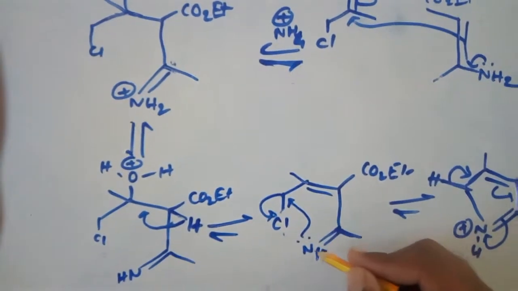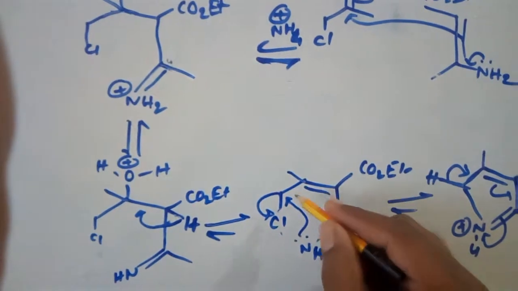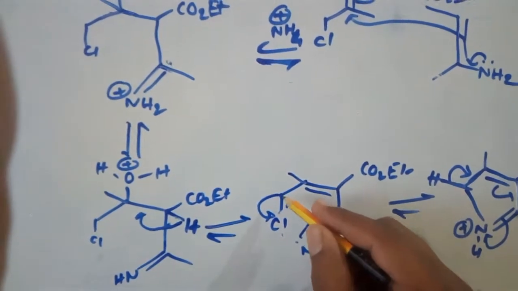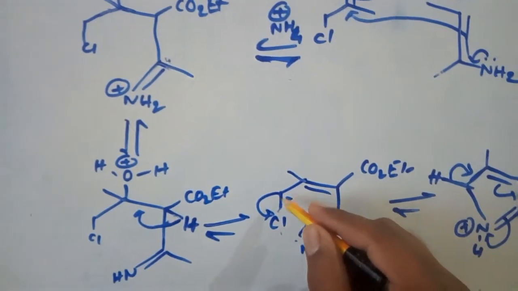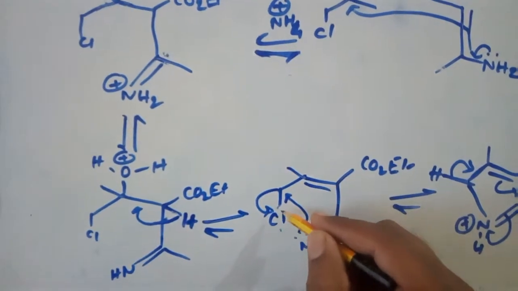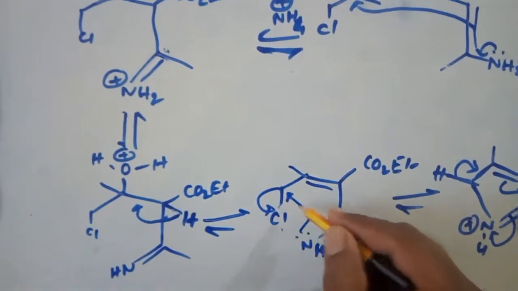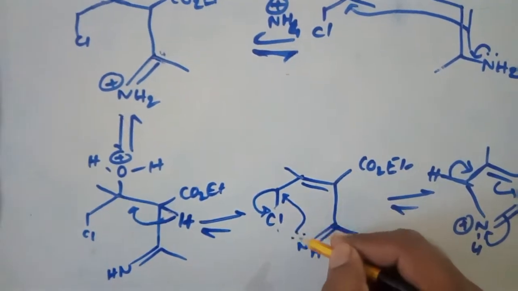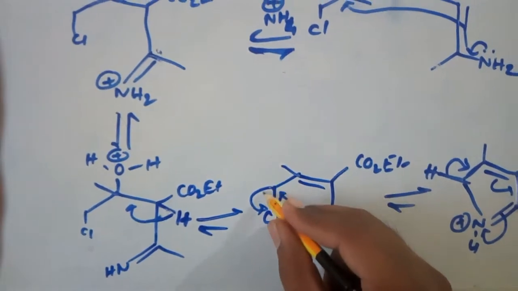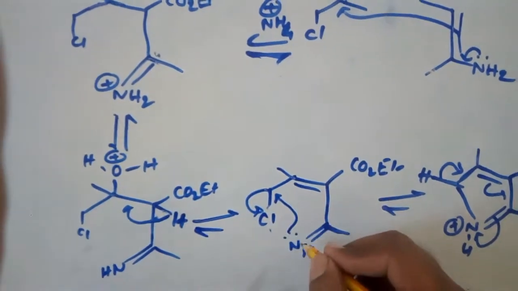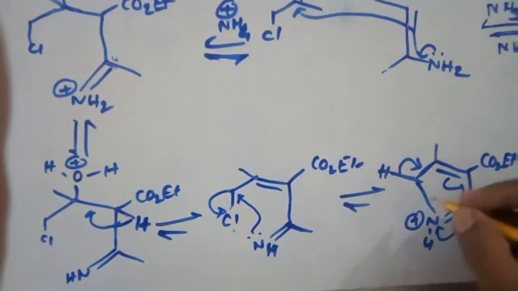Next step, this lone pair of electrons will attack on this carbon. This carbon is electron deficient because it is connected with a halogen, which is a very strong electron withdrawing group. So this reaction is feasible. Nitrogen will attack on this carbon, and loss of Cl minus or halogen will take place.